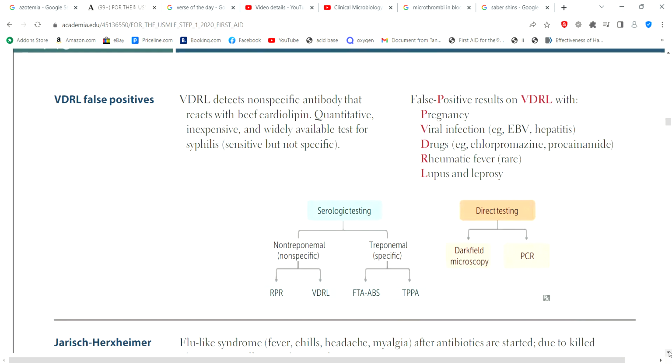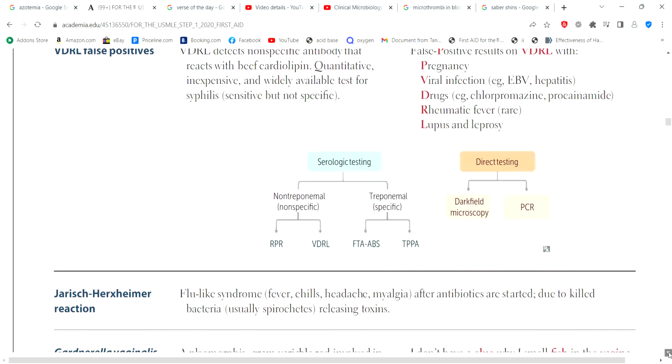If you're pregnant, or if you have a virus like Epstein-Barr virus or hepatitis, or if you're on drugs like chlorpromazine or procainamide, or if you have rheumatic fever or lupus or leprosy. But the rheumatic fever one is rare. That's where you have to do the FTA-ABS testing. Treponema-specific FTA-ABS testing, you have to do that as confirmatory.